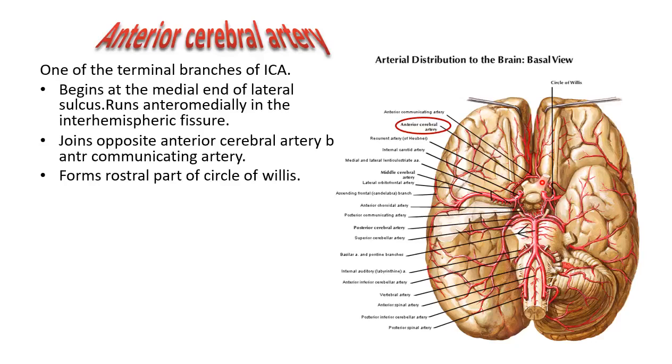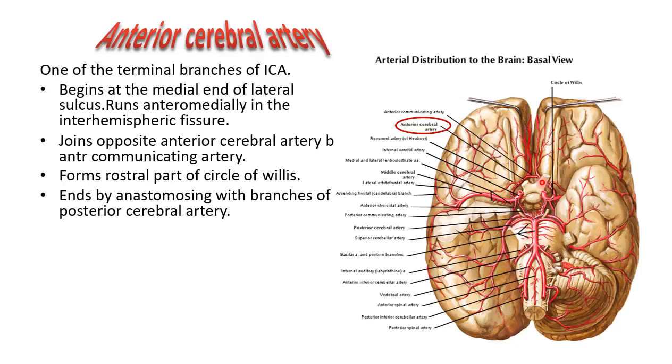So after this, the internal carotid branches and the vertebral artery branches. Mainly it ends by anastomosing with the branches of the posterior cerebral artery in the medial surface of the cerebral hemisphere. So let us just try to understand the branches.